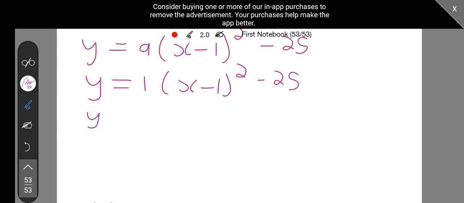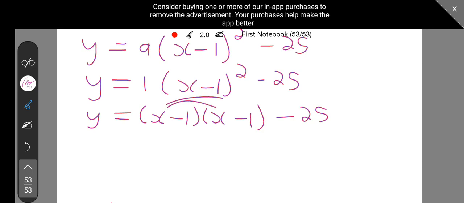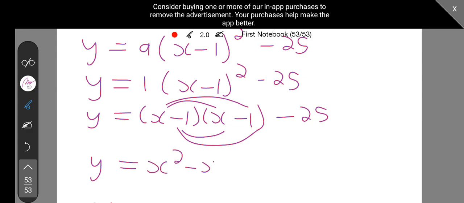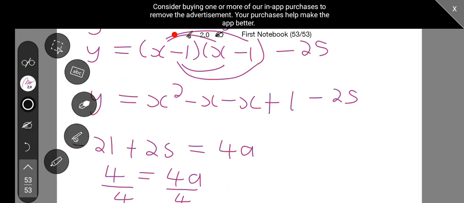We can drop the 1. Because we have (x minus 1) squared, we can simplify it. This means x minus 1 multiplied by x minus 1. Make sure you write it in this form to be able to simplify it. We're going to use FOIL again. At the end, we must have 4 terms. So y is equal to x times x, that gives us x squared. X times minus 1, that's minus x. Minus 1 times x, that's minus x. And minus 1 times minus 1 gives us positive 1. And minus 25.